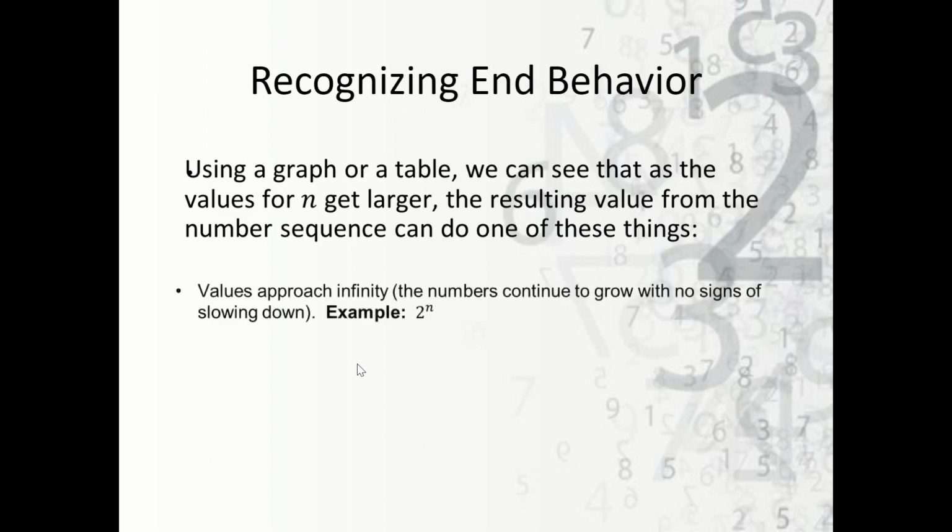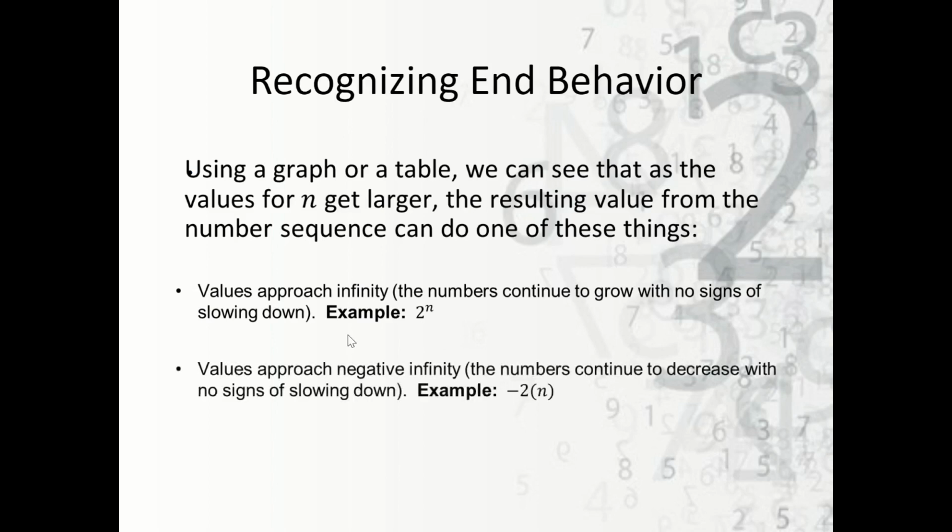We're either going to keep going to infinity. An example of this would be 2 to the n. As n gets bigger, 2 to the n is going to continue to expand and expand, and it's going to continue out towards infinity. It's going to get extremely large, and it's never going to stop getting larger.